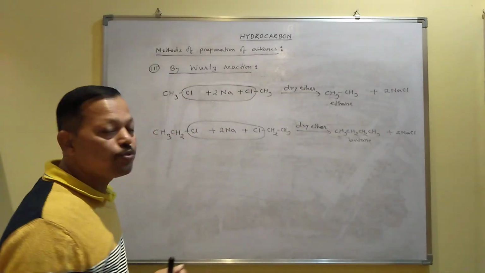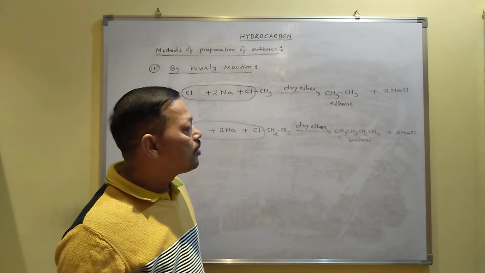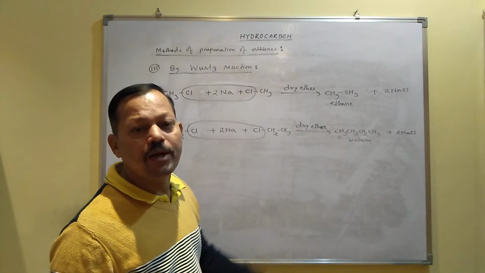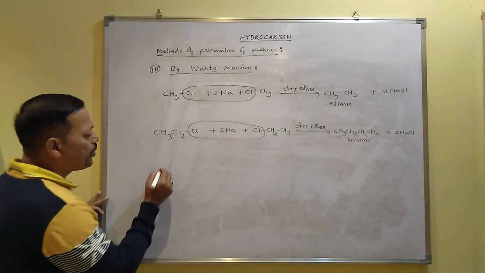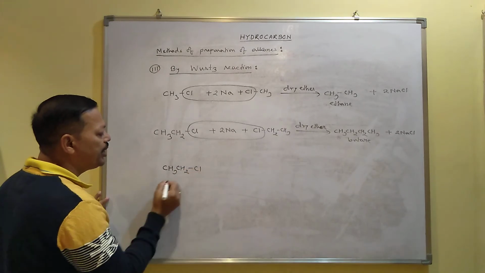But if you want to prepare propane, 3 carbon present, odd number of carbon, this reaction is not suitable for preparing propane. Actually, there are some difficulties. If you want to prepare propane, for example, this is your ethyl chloride.